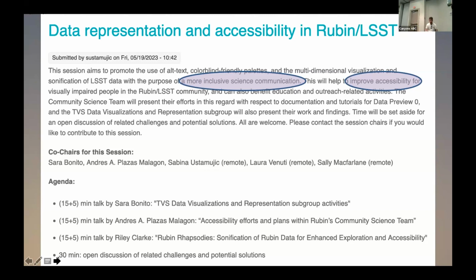So the agenda for today is my introduction of the data visualization and representation subgroup activity. This is a subgroup of the Transient and Variable Stars Science Collaboration, TVS. Then Andres will give his talk on accessibility efforts and plans with the Rubin Community Science Team. We also have here Gloria as a representative in person of the community science team. Then another invited talk by Riley Clark will talk about Ruby Rhapsody, sonification of Rubin data for enhanced exploration and accessibility. And then we will have time for discussion.